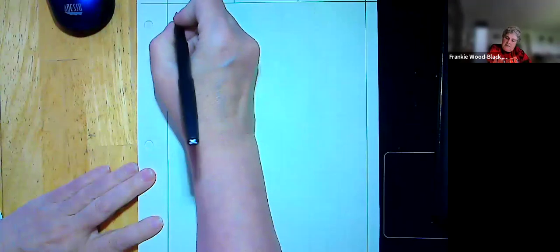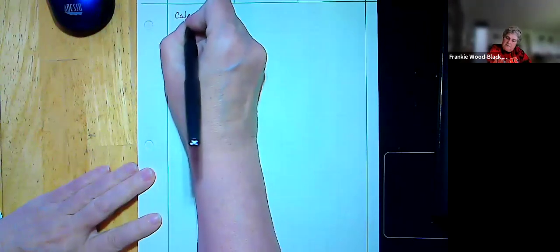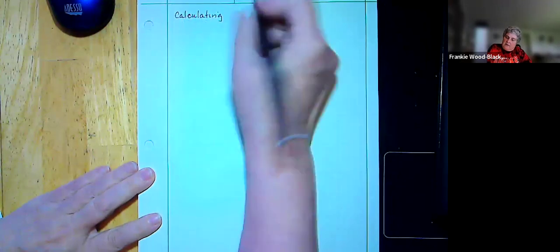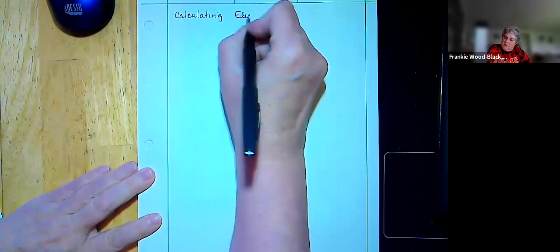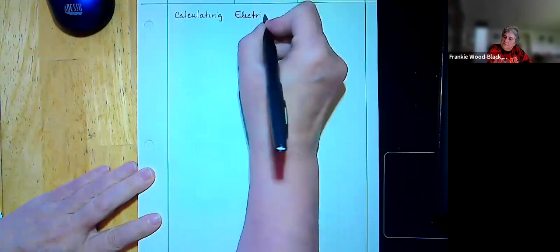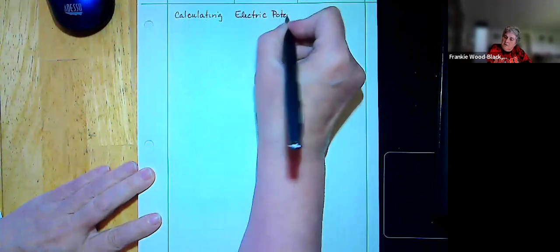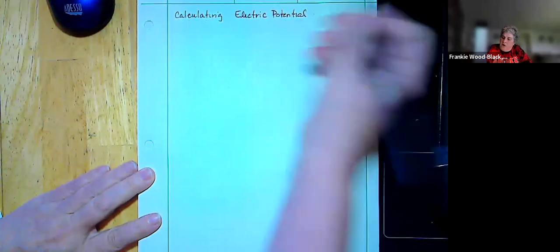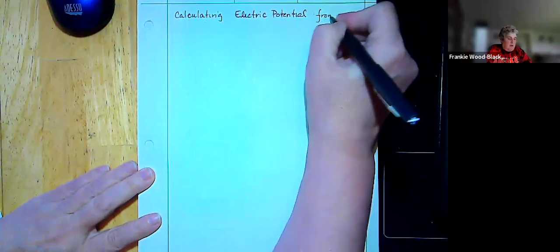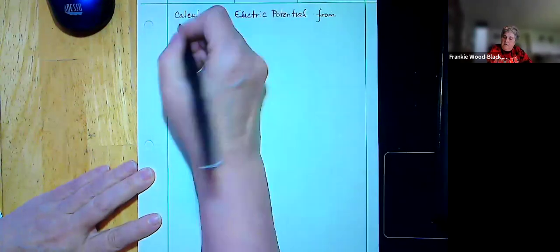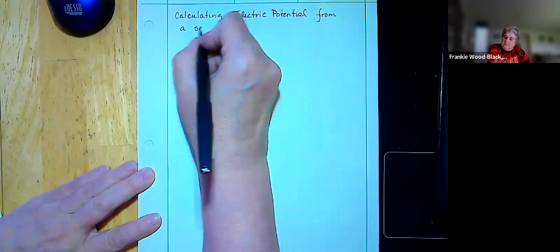As I mentioned yesterday, and I did get all the videos posted with all the video notes posted, that we would do calculating electric potential from a set of points.